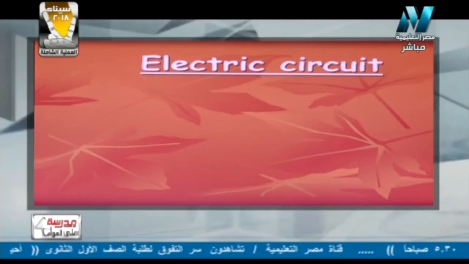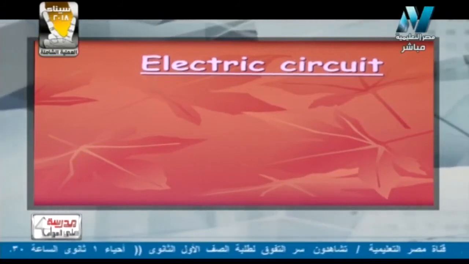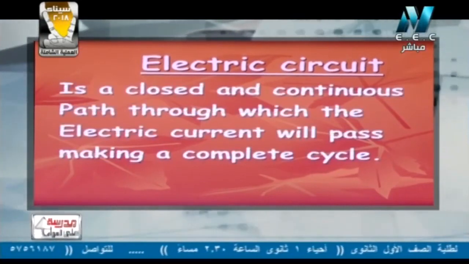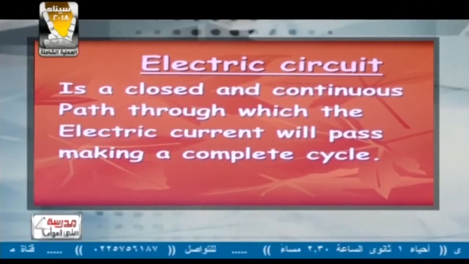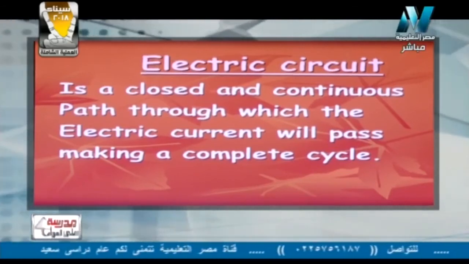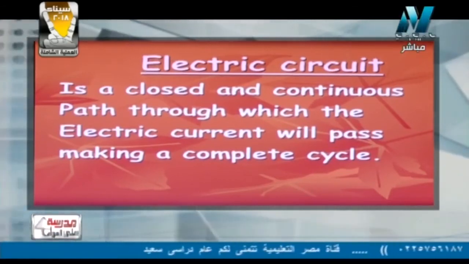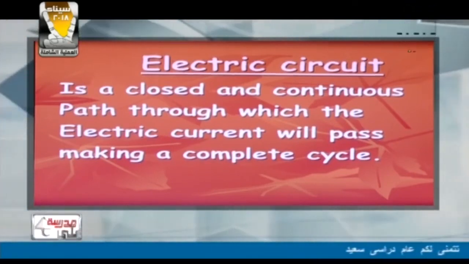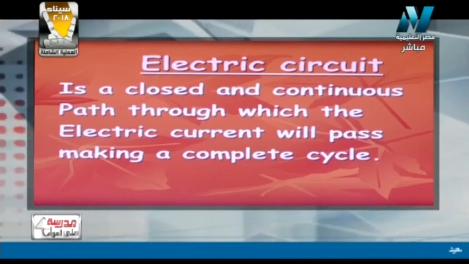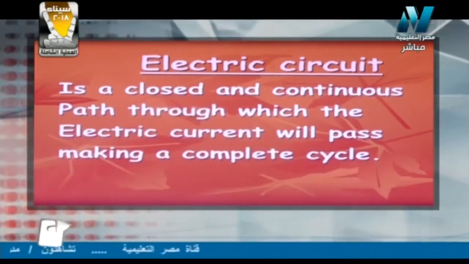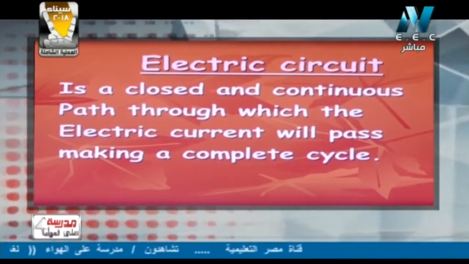So now let's have a definition for the electric circuit. نعمل تعريف للدائرة الكهربية. It's a closed and continuous path. هي مسار أو ممر مغلق للشحنات الكهربية through which the electric current will pass making a complete cycle. بيمر فيها التيار الكهربي بيعمل حاجة اسمها complete cycle، دايرة كاملة. نرجع تاني لرسمة الدراي سيل أو electric circuit. شوف تاني يعني إيه كلمة electric circuit.